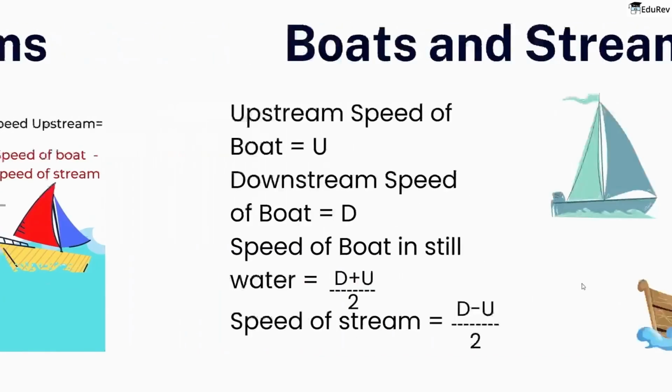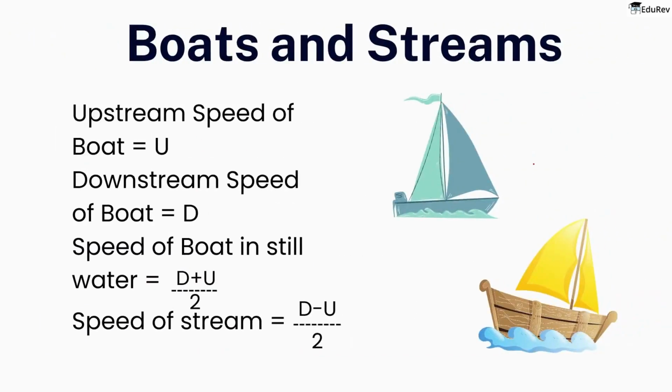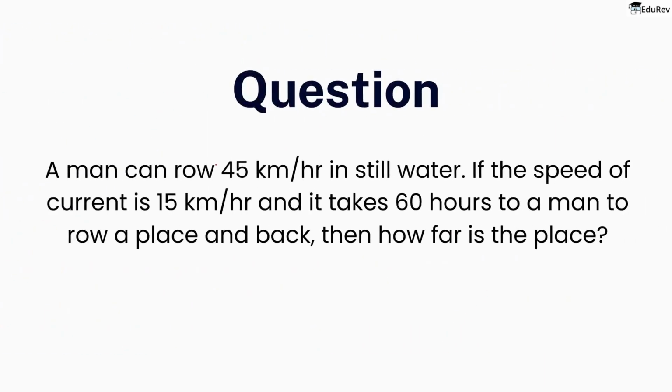If the upstream speed of boat is u and downstream speed of boat is d, then the speed of boat in still water can be written as (d plus u) by 2 and speed of stream can be written as (d minus u) by 2. It is to be noted that downstream speed of boat d will always be greater than upstream speed of boat u. Let's solve some questions on boats and streams.